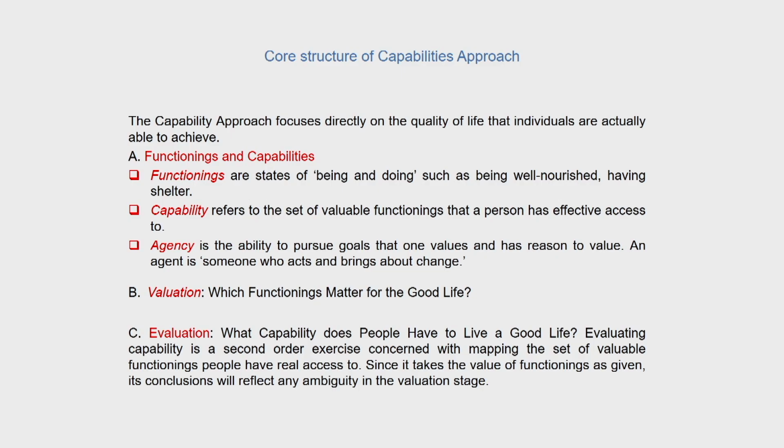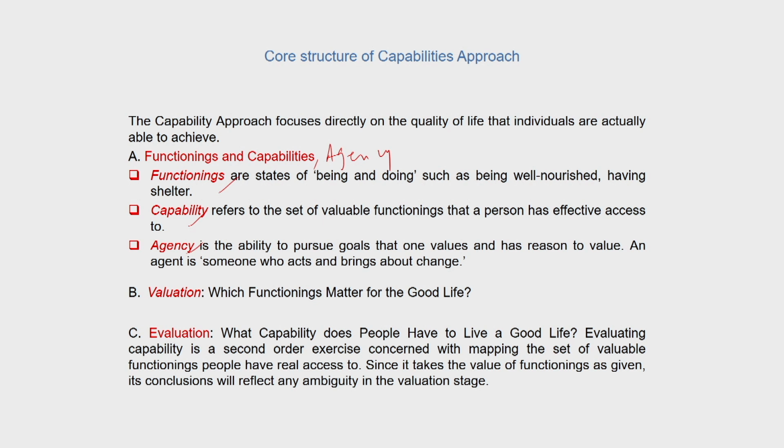So, having looked at the origin of Sen's capability approach, now let us look at some of the key terms used in the capabilities approach, which form its core structure. The capability approach focuses directly on the quality of life that individuals are actually able to achieve, and there are three main concepts here: functionings, capability and agency.